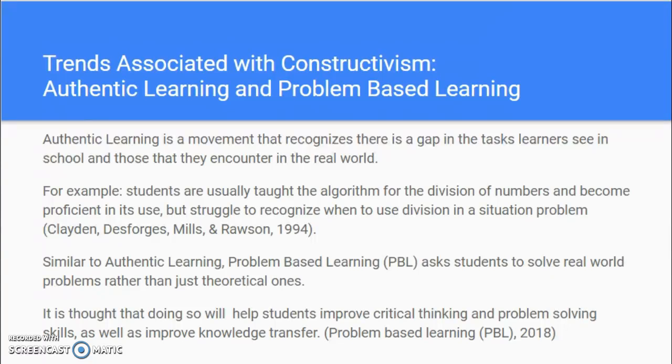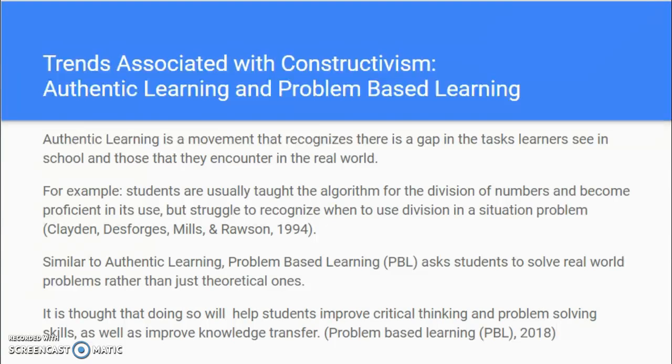2 trends that find their origins within constructivism are authentic learning and problem-based learning. Authentic learning is a movement that recognizes a gap in the tasks learners see in school and those that they encounter in the real world. For example, students are usually taught the algorithm for the division of numbers and become proficient in its use, but struggle to recognize when to use division in a situational problem.